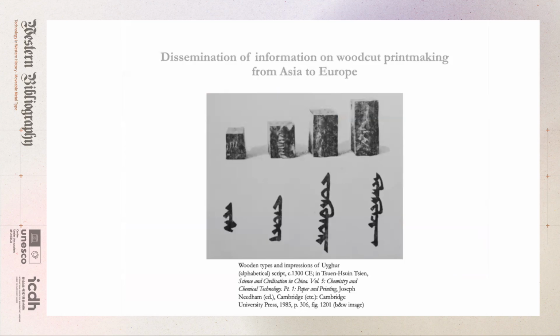The Uyghurs, living in Central Asia, had their own alphabetical script and were capable of printing with wooden type. Mongol hordes raided Asia from the Pacific coast all the way to Eastern Europe in the 13th century. They were illiterate and for their administration used Uyghurs who could read, write, and also print texts. Through them also, woodblock printing may have been introduced in Europe.